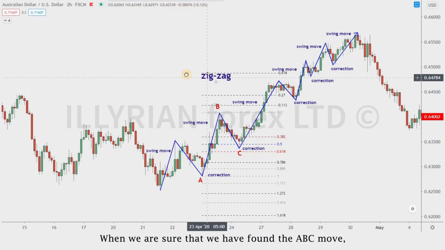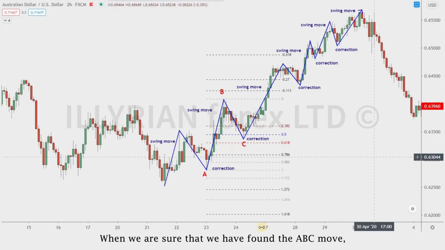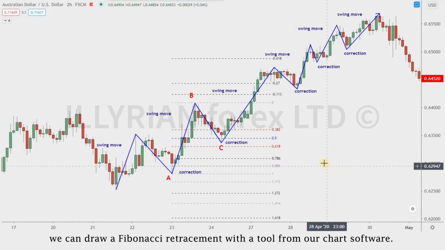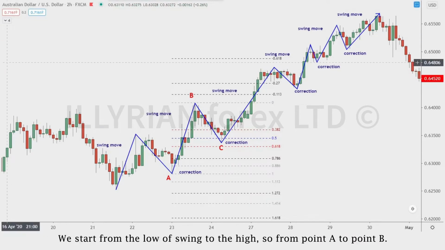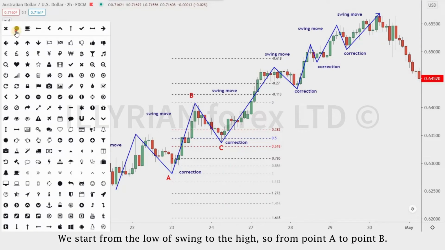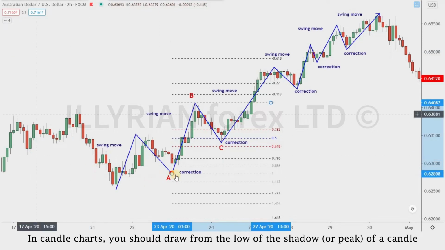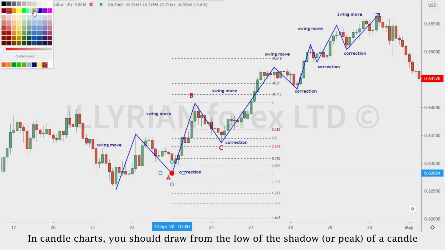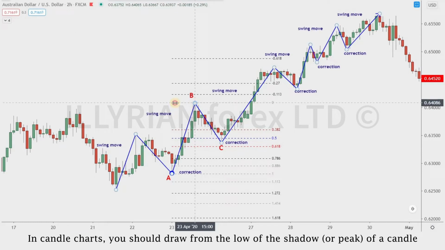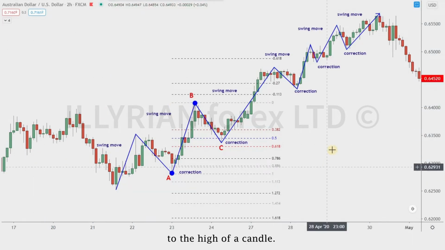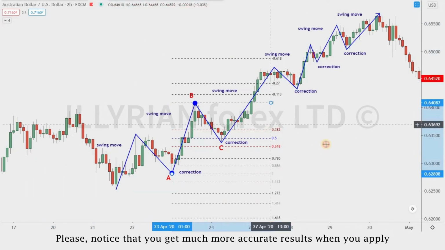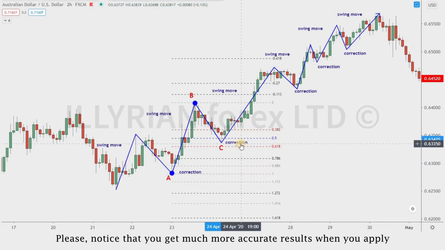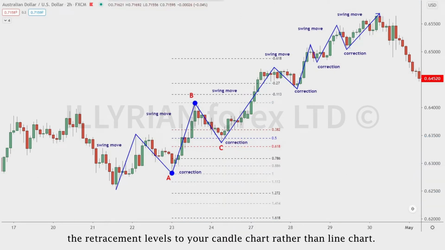experience. When we are sure that we have found the A, B, C move, we can draw a Fibonacci retracement with a tool from our chart software. We start from the low of swing to the high, so from point A to point B. In candlestick charts, you should draw from the low of the shadow, or peak, of a candle to the high of a candle. Please notice that you get much more accurate results when you apply the retracement levels to your candle chart rather than line chart.